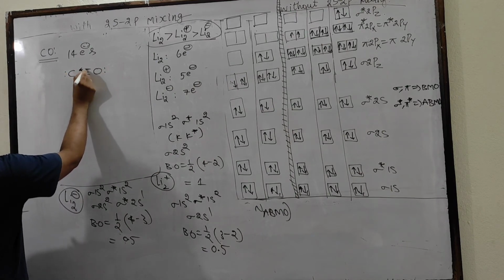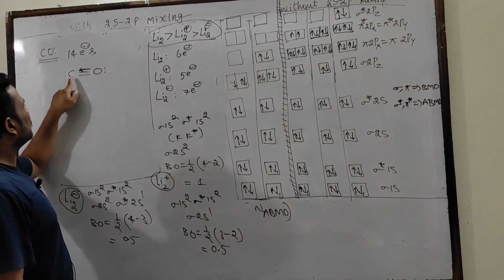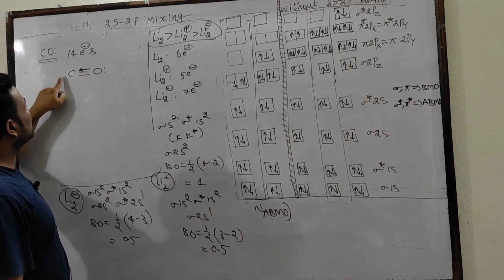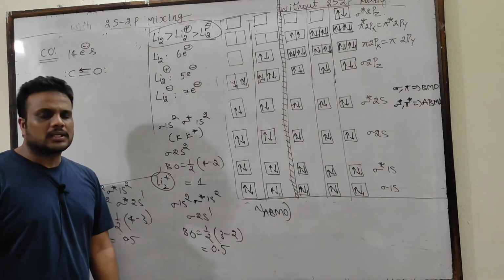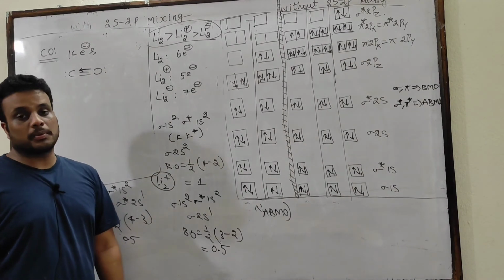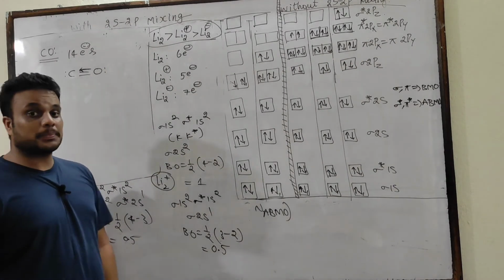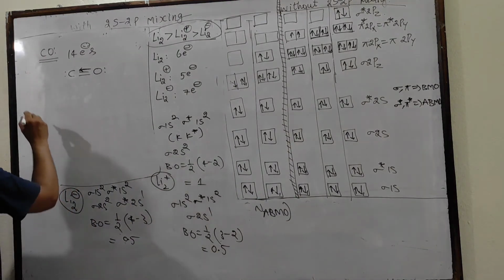In general we write it like this. We know carbon cannot form three bonds along with a lone pair, so generally a triple bond is present. Just like N2, in CO also a triple bond is there. But here one exception is there, a standard exception.